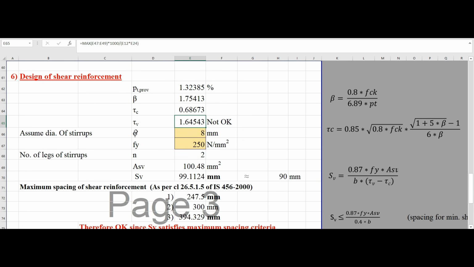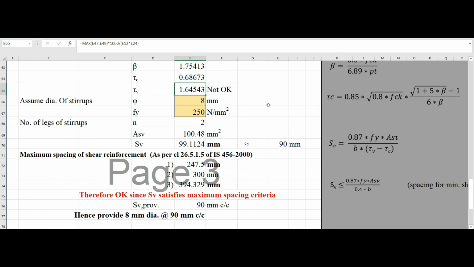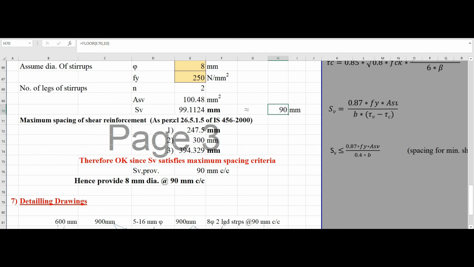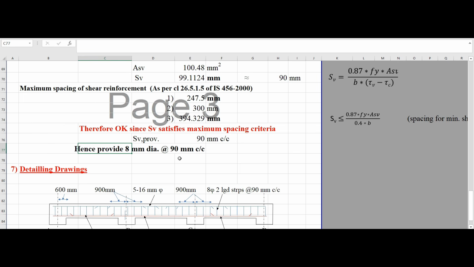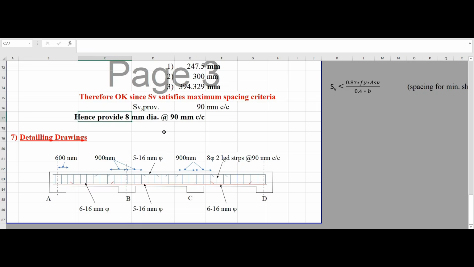So tau V is less than the tau C value. So we need to design for shear reinforcement and provide the required spacing. And this spacing should not exceed the maximum spacing as per IS 456-2000. So here we have provided 8 mm dia 2-legged stirrups at 90 mm center to center.